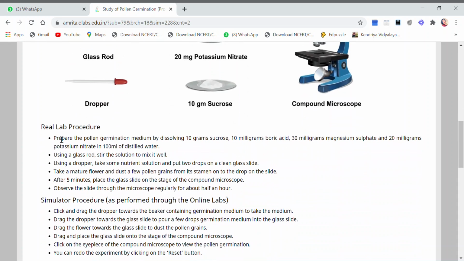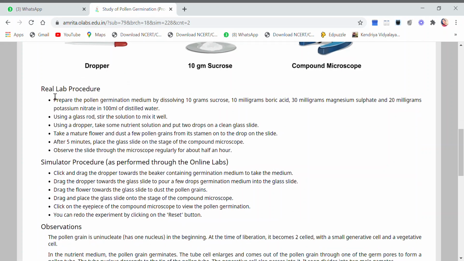Now, what you have to do is prepare the pollen germination medium by dissolving 10 gram of sucrose, 10 milligram of boric acid, 30 milligram of magnesium sulfate, and 20 milligrams of potassium nitrate in 100 ml of distilled water. So you have to dissolve all these contents into 100 ml of distilled water so that your nutrient medium is ready. Now what are you making? Actually, you are making the nutrient medium.